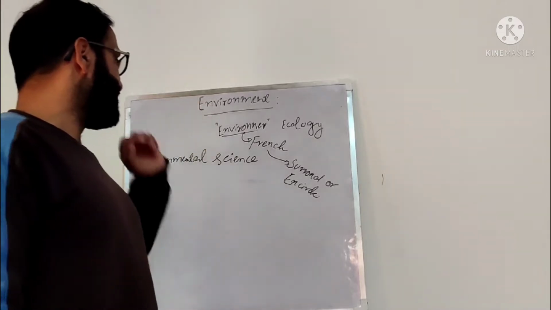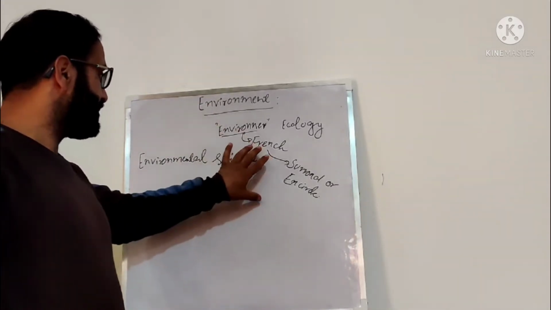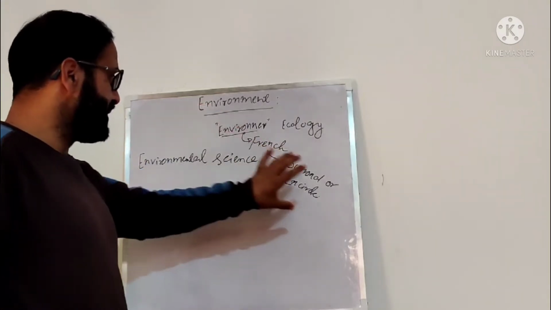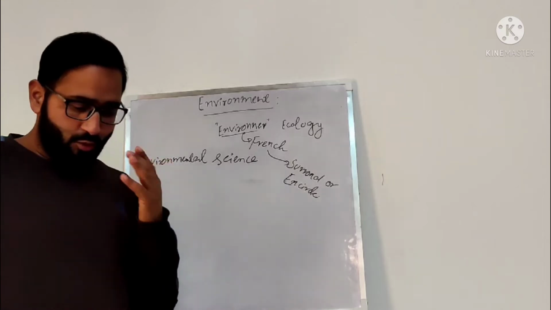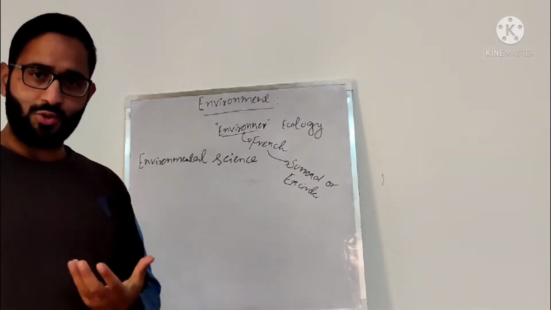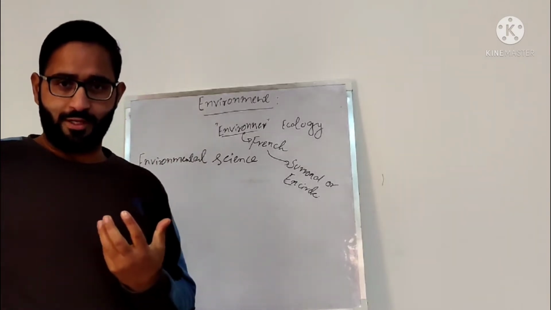Today our topic is environment. This word environment has been derived from the French word environner, which means surround or encircle. So we can say environment is anything that surrounds or encircles us. There are different components of an environment.